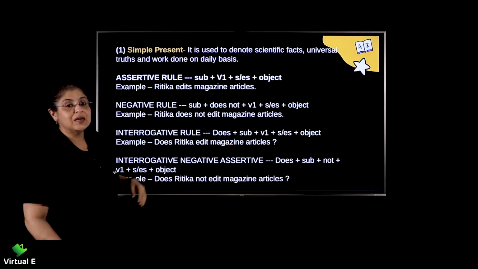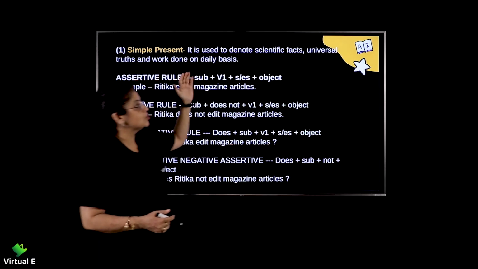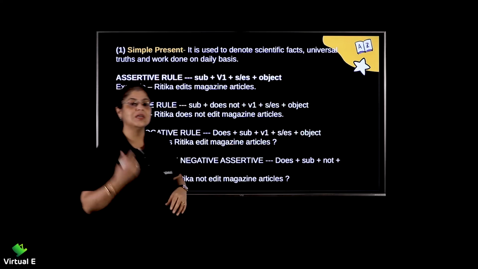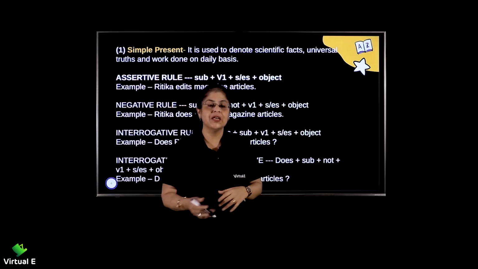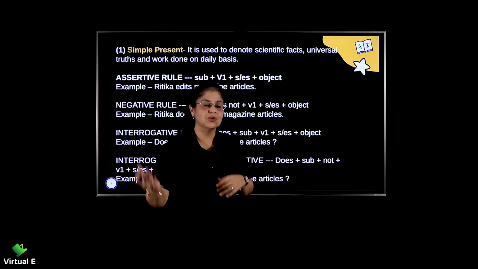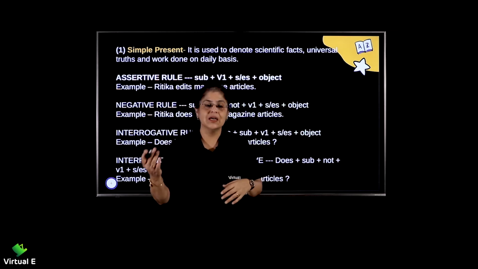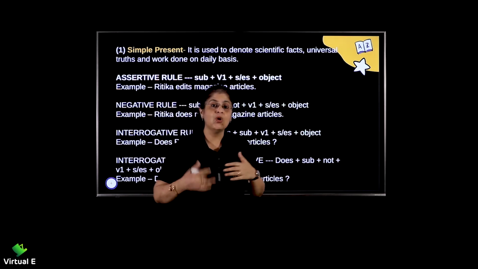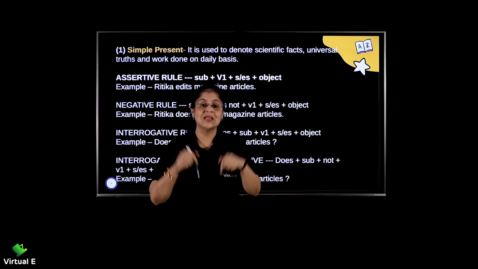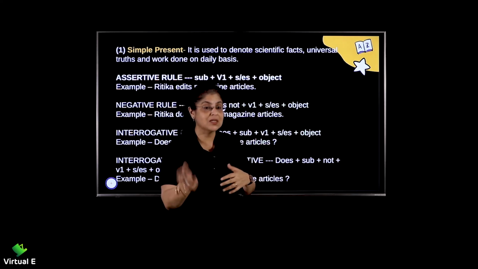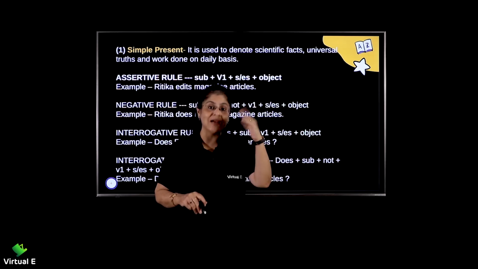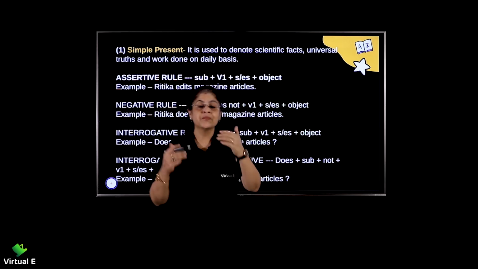Alright, so what do you mean by simple present tense? Now, it is used to denote scientific facts, universal truths, and work done on daily basis. How you spend your day, your daily routine, right? I wake up, I go for bath, I eat my breakfast, I go to school, I do my homework, I go for classes. So what you do on daily basis, let me tell you, don't get confused. Present means now, that right now I am teaching and you are listening. No, that's not simple present. That is present continuous. I will get to it. Right now, understand what you do daily.